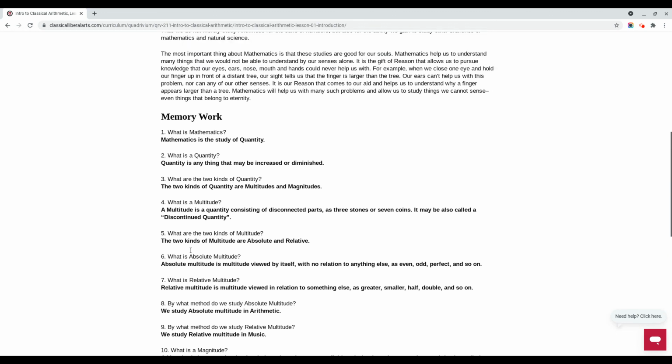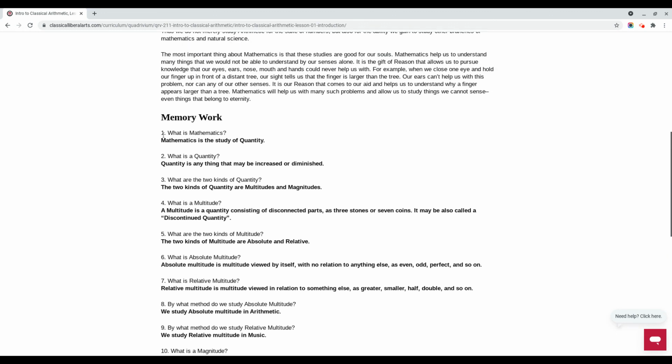Now, when you're getting started in the Classical Liberal Arts Academy, memory work may appear difficult, but as you get used to it, it will get easier and easier, and you'll enjoy the simplicity that memory work gives to your lessons because it makes studying just a matter of work. There's nothing confusing about memory work. It just takes time and effort.